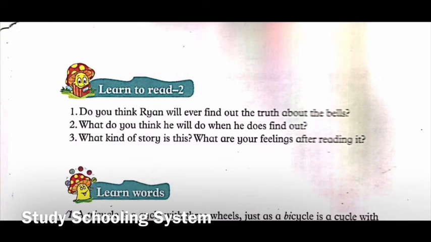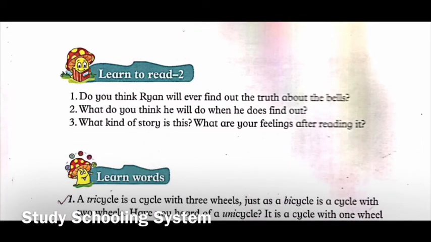What else do you think, students? Yes, can you imagine if they look into the dustbin? The dustbin had all the bells in it, the broken one and the 3 new ones. So these are the 3 ways that the truth about the bells can come out. So it is possible. Number 2, what do you think he will do when he does find out?